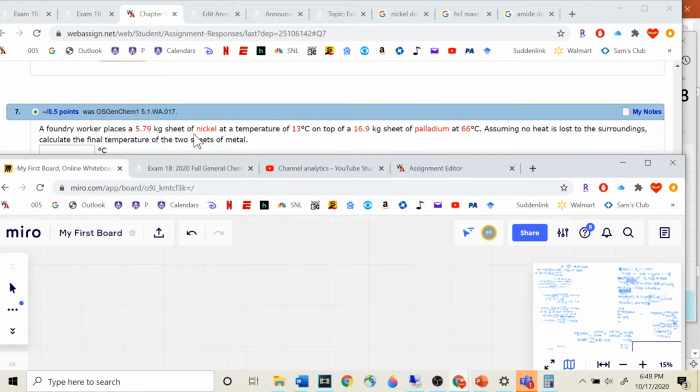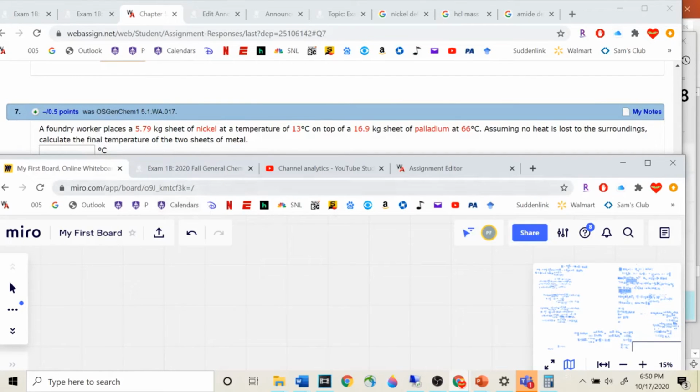This is a thermochemistry problem. We have a colder nickel sheet placed on top of a hotter palladium sheet. Then the heat from palladium is transferred to the sheet of nickel. And that heat transfer will stop when both sheets of metal reach the same final temperature. And our job is to find out what that final temperature is.